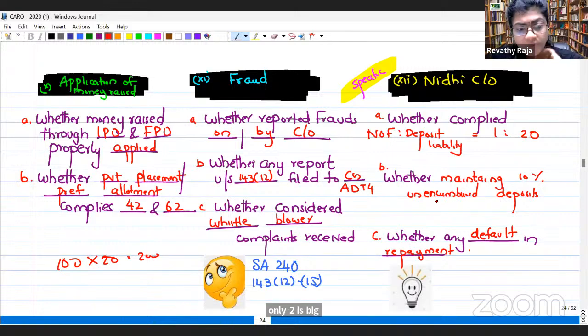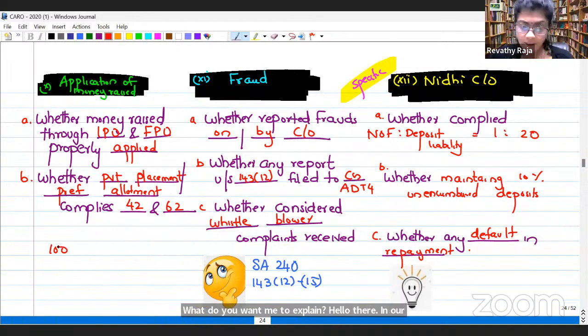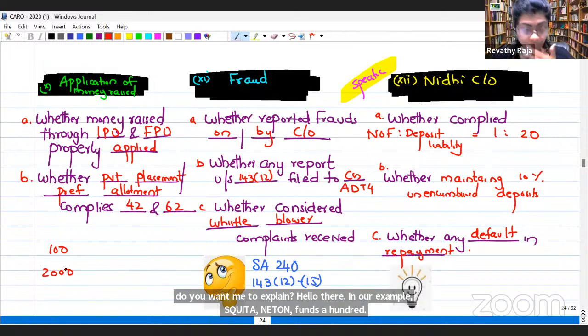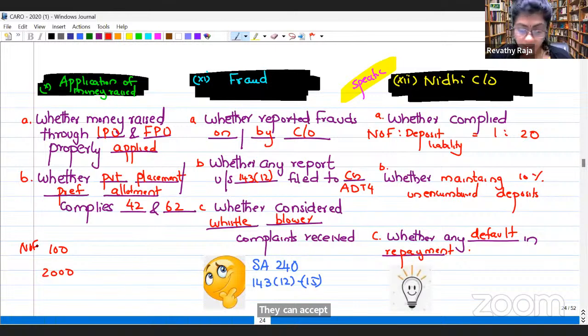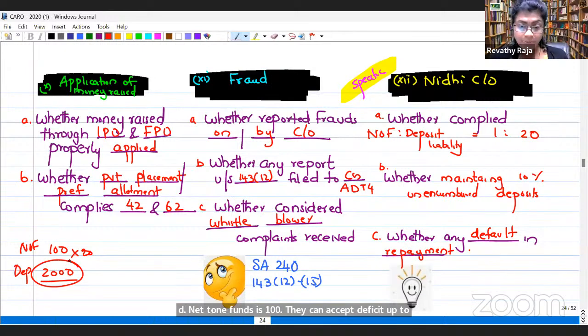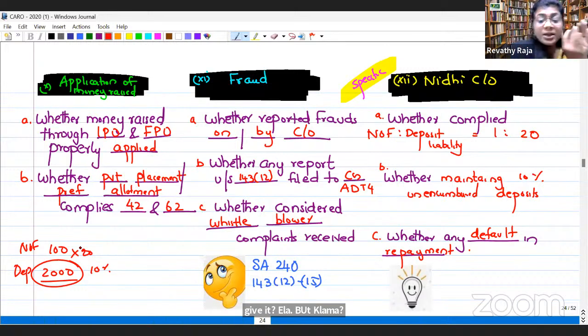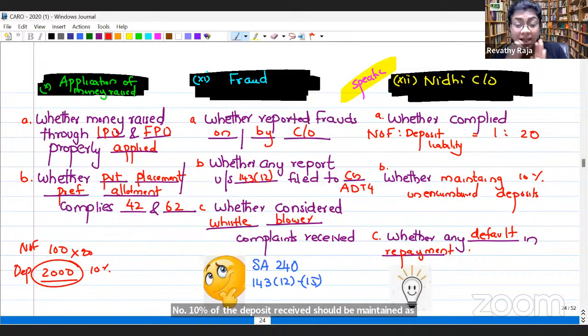What do you want me to explain? In our example, net own funds 100. They can accept deposits up to 2000. How? 20 times. Now, out of this deposits, can you utilize entire thing and give away? No. 10% of the deposit received should be maintained as an unencumbered deposit. Unencumbered means free. Meaning, anytime it should be possible to take. Because if they come and ask for money, we have to give. Yes, 10% should be retained as reserves.